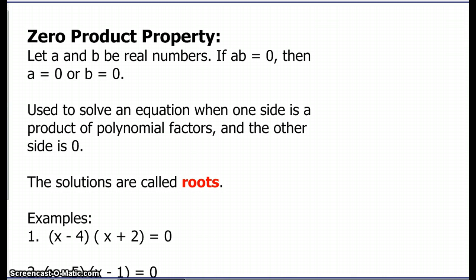Those solutions are called roots or the answers to the equation. I'll use these terms interchangeably: roots, solutions, or answers.